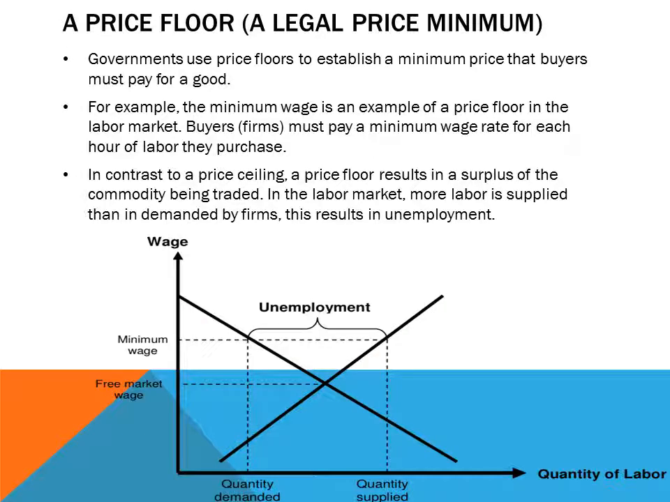The other type of price control we can have is known as a price floor. Governments use price floors to establish a minimum price that buyers must pay for a good or service. For example, the minimum wage is one example of a price floor in the labor market. Buyers, which are generally firms, must pay a minimum wage rate for each hour of labor that they purchase. In contrast to a price ceiling, a price floor results in a surplus of the commodity being traded. In the labor market, more labor is supplied than the quantity demanded by firms, and this ultimately results in unemployment.